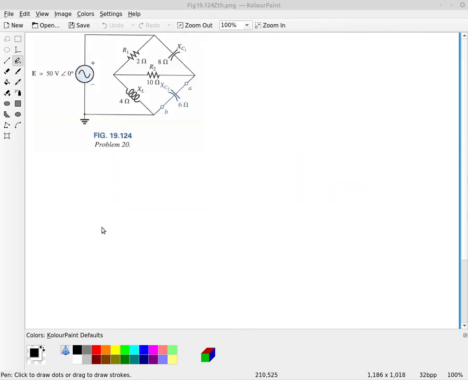Alright, so we go back to the original problem, and we're looking for Z Thevenin now. So what we're going to do is short all the voltage sources. I'm going to take out all the voltage sources and replace them with a short. If it's a current source, I'm going to replace it with an open circuit.